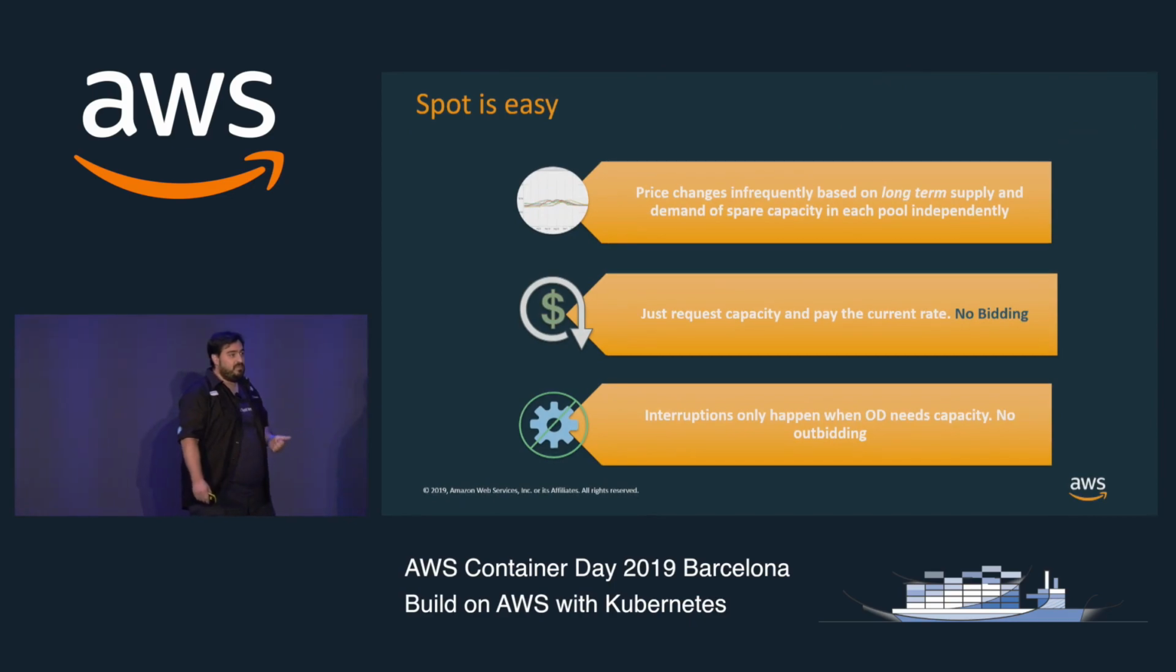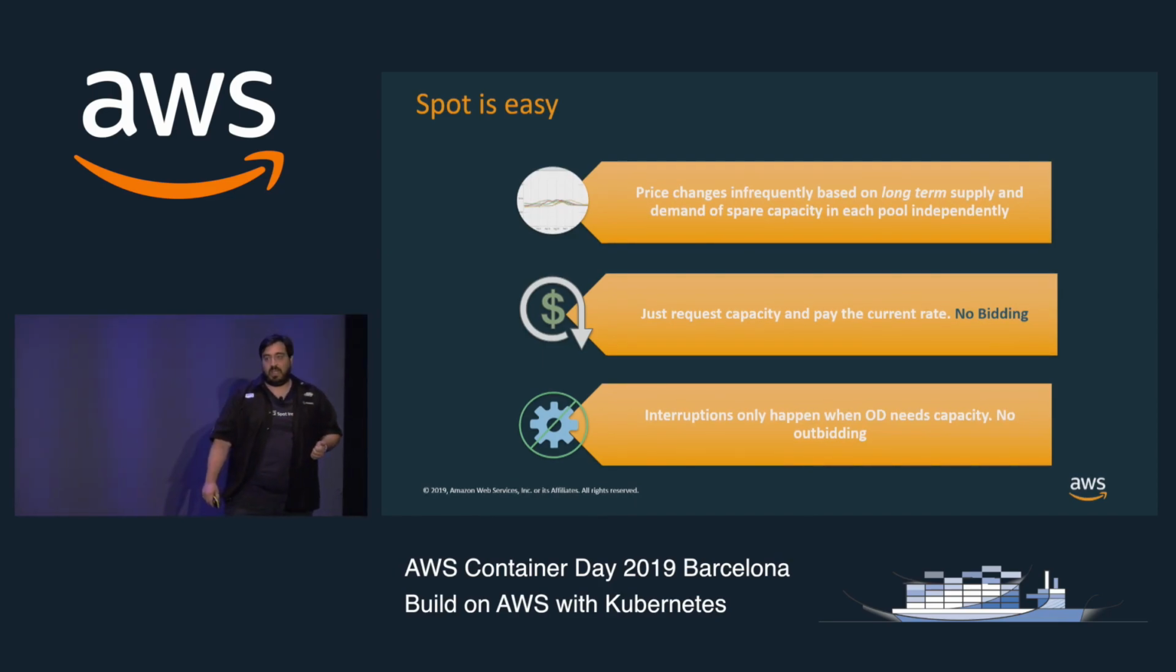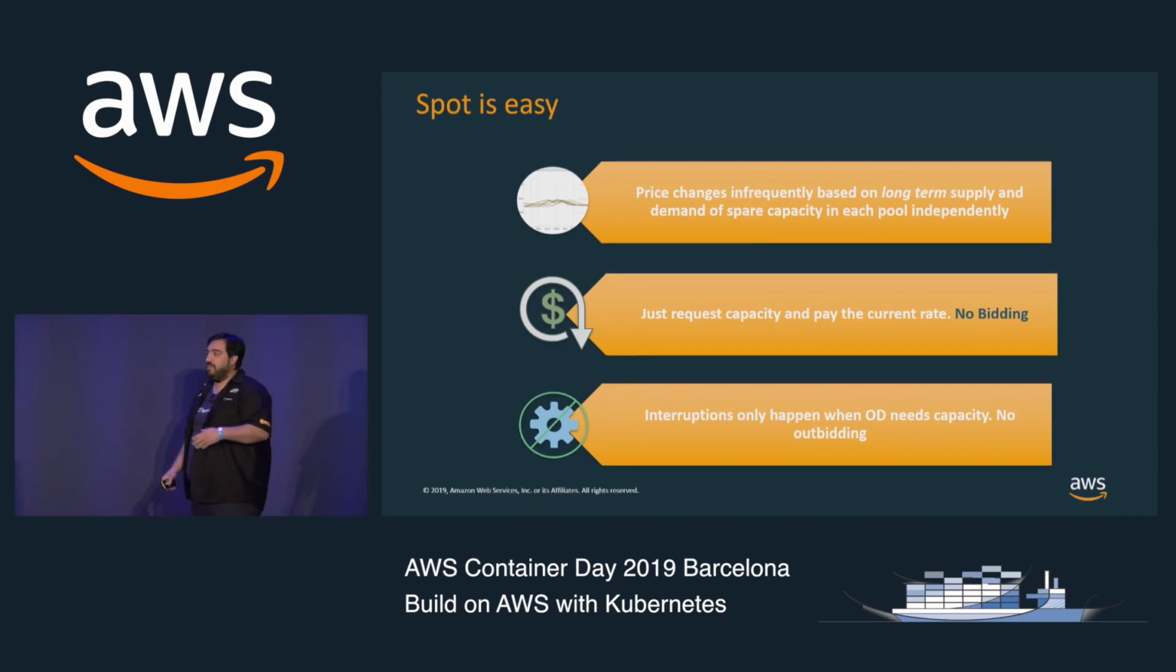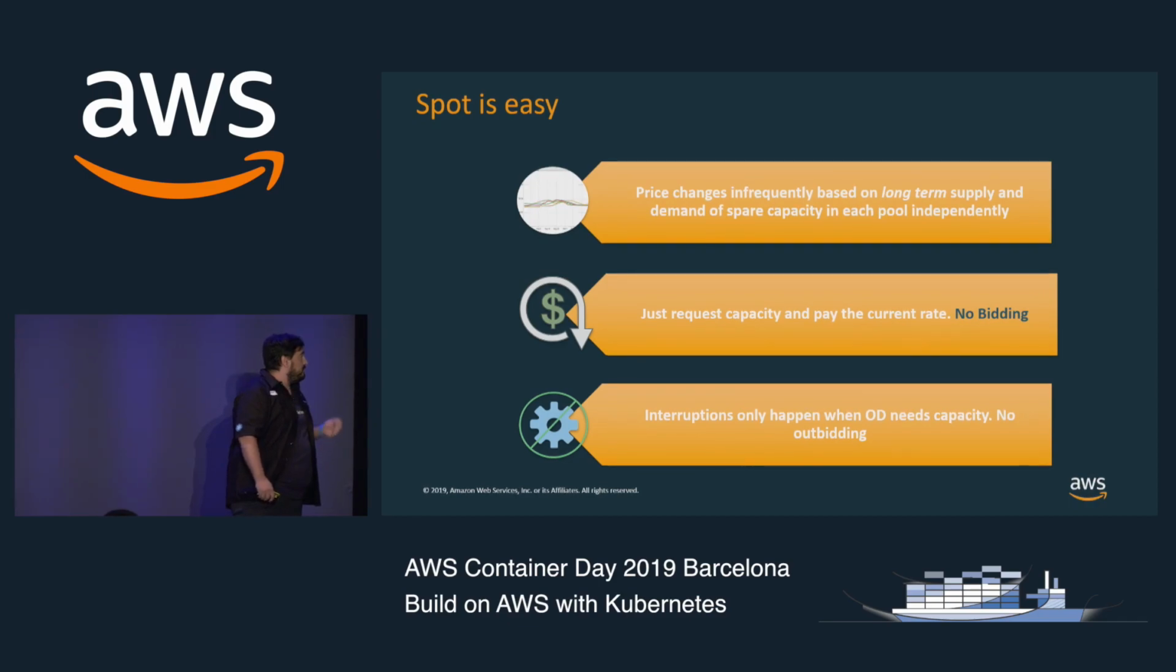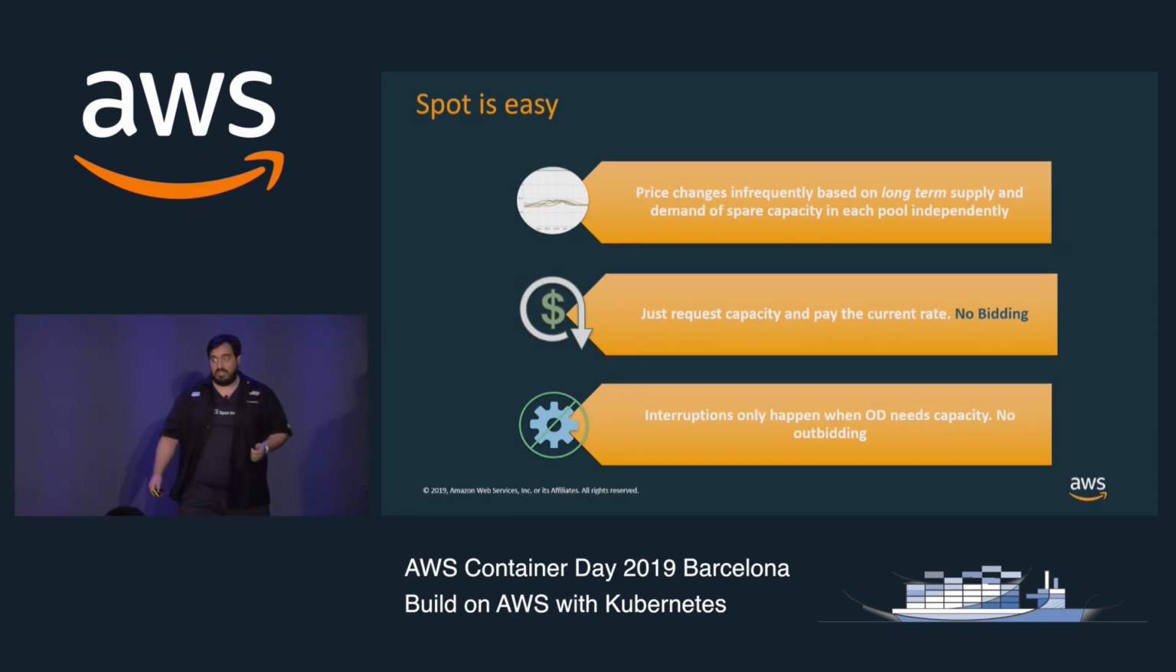Let's dispel some myths. We stopped using bidding in November 2017. At re:Invent, we introduced a new pricing model. Customers cannot outbid you anymore. The new pricing model is based on a long-term supply and demand of specific spot markets. Okay? So again, there's no bidding. I've already spoken about interruptions.